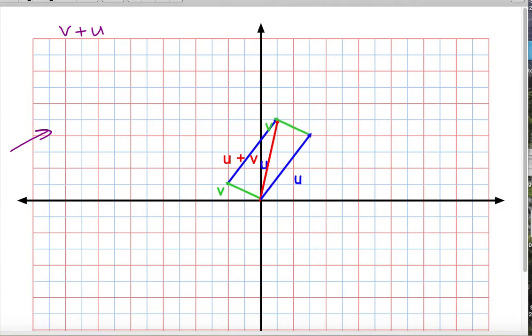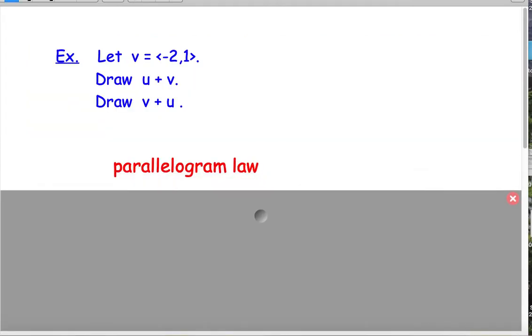So that shows us that vector addition is commutative. All right. And so that's the parallelogram law: two vectors determine a parallelogram, and the sum of the vectors equals the diagonal of that parallelogram, if they're both starting from the same point.